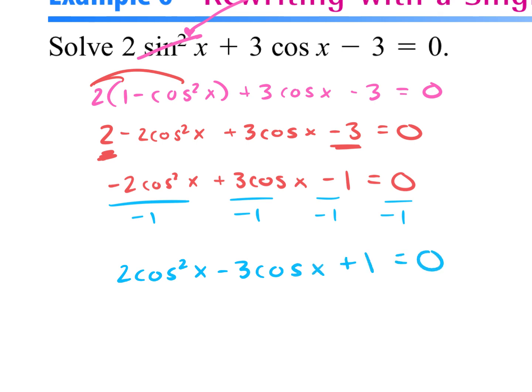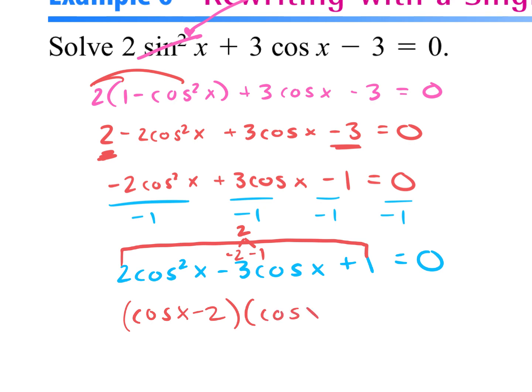Now what can I do? Multiply the first times the last. We're going to factor it. So I get 2. Do I have two factors of 2 that add to -3? -2 and -1. So this would be cosine minus 2 times cosine minus 1.